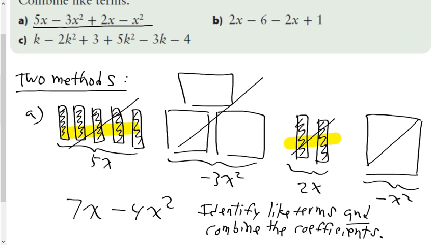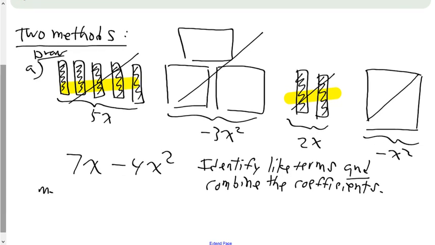Now, if we did that without drawing the picture, we could still do it, and this is method 2. So method 1 is draw it. Method 2 is examine and combine.